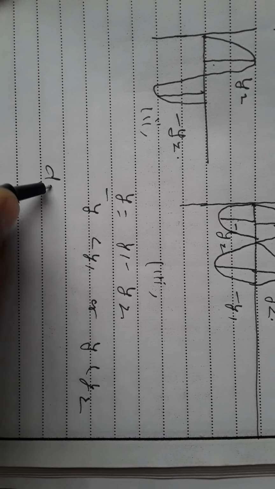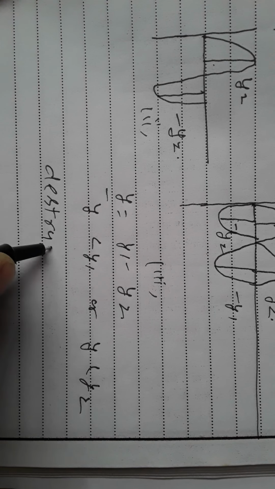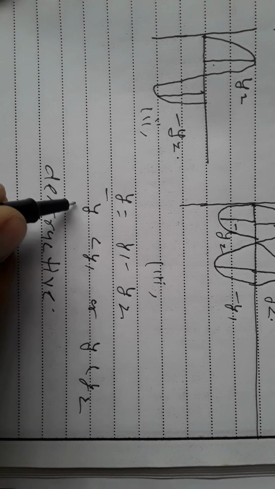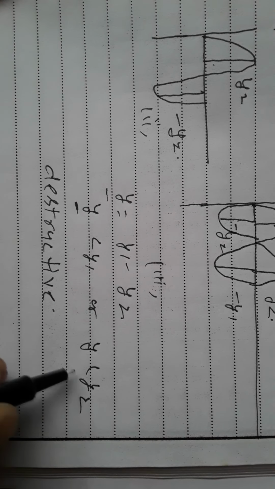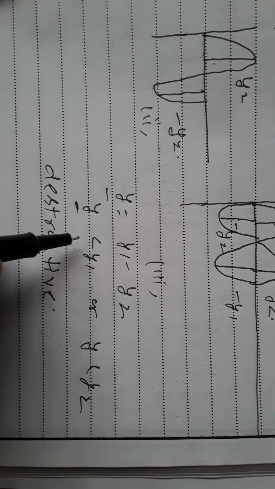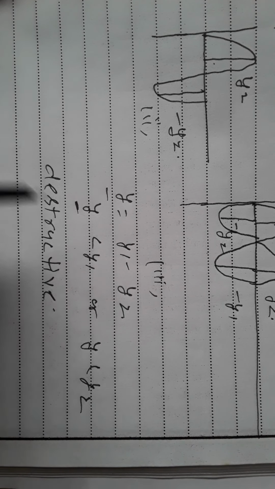So this is known as destructive superposition because the amplitude of the resultant is less than the individual. If the amplitude of the resultant is less than the individual, it is known as destructive superposition.